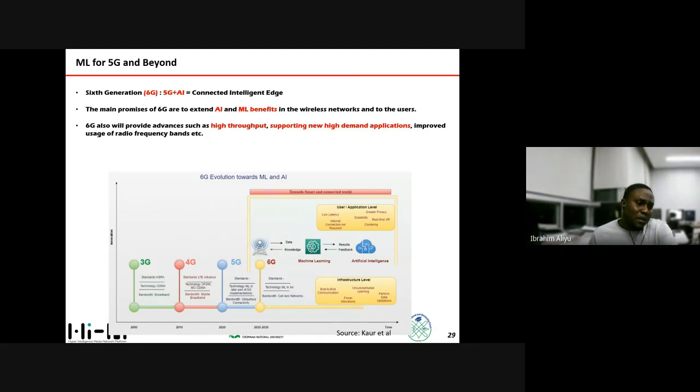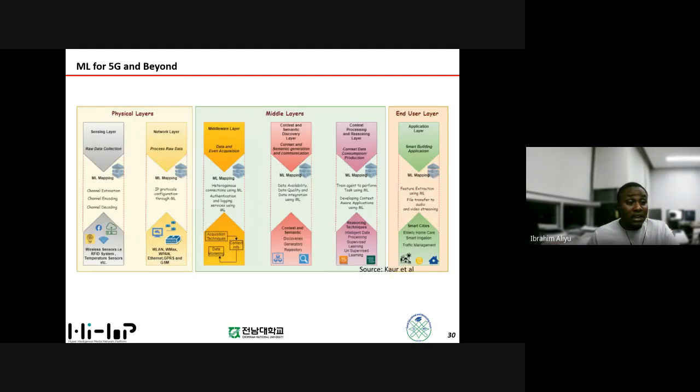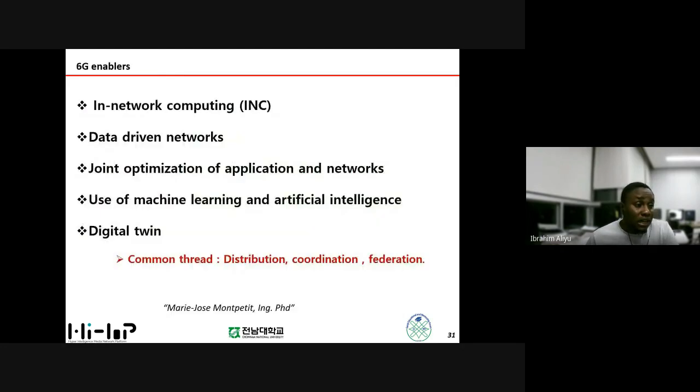So here is the timeline. We have 3G, 4G, and then 5G is basically AI in the networks. Before then, we used mathematical modeling and so on, but now they are going into data-driven approaches. In the network, we have so many layers. You can see those from computer science, the OSI layers. Each one has problems that ML can solve. So you can decide which layer you want to work on.